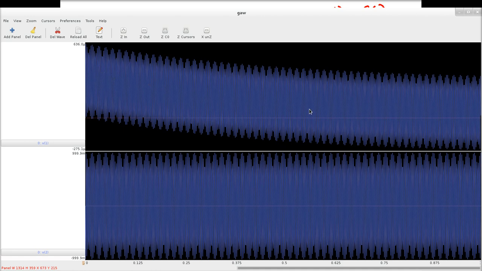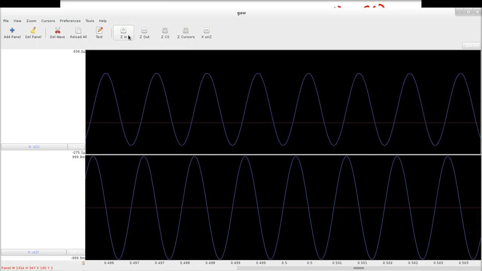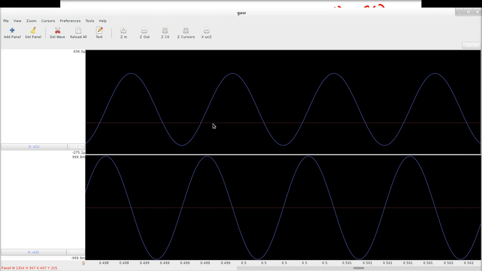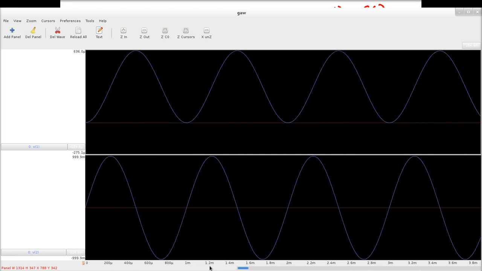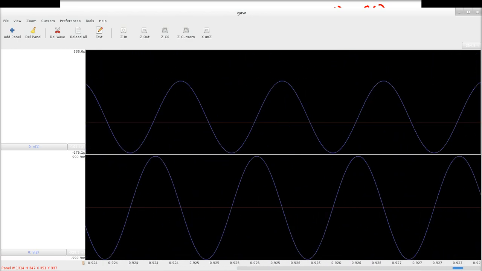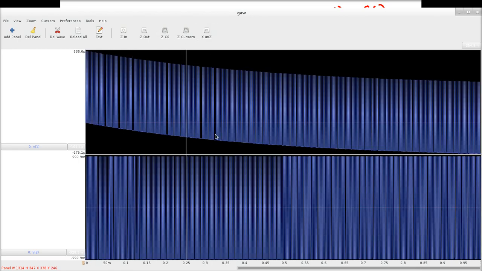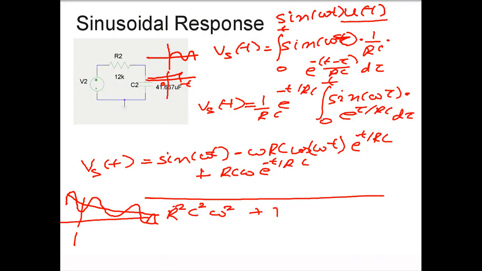Anyway, you can see that the output is exactly what we expected. It's a decaying exponential with a sine wave superimposed on it. It looks like some funny wave, but if I zoom in, it didn't render properly initially, this is our sine wave. If I go from left to right, you can see initially that the sine wave is above zero, and it slowly decays, and it settles to the right value. It's not yet settled, it's slightly above. So that's our sinusoidal input.